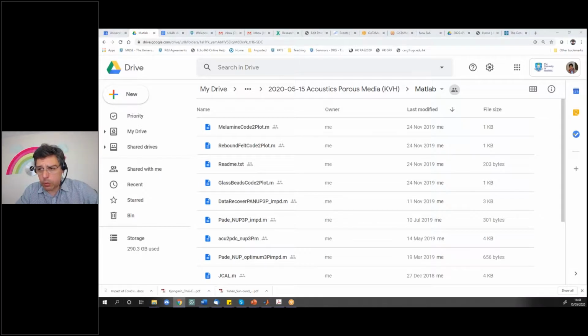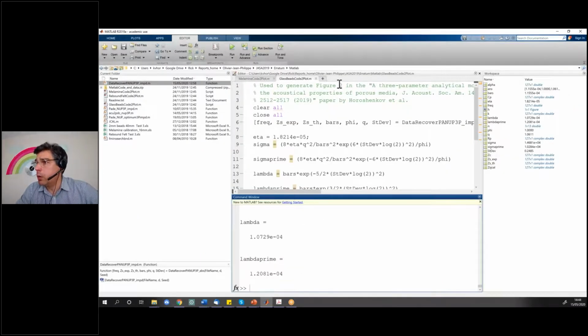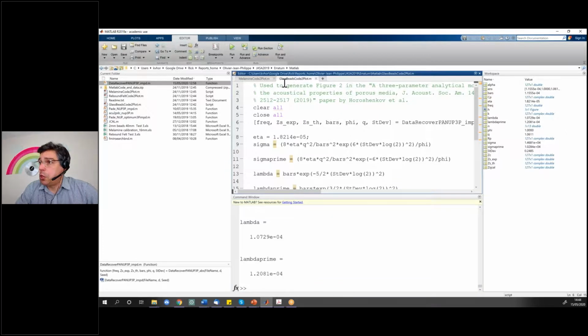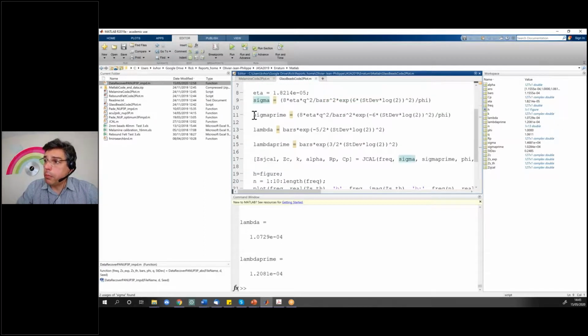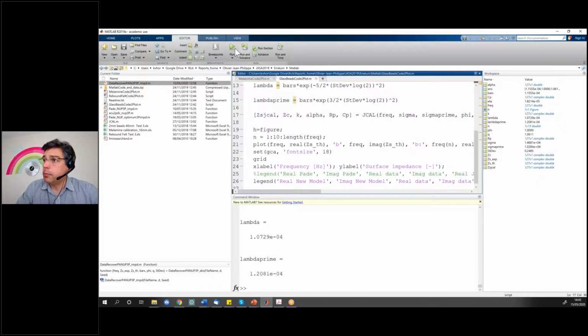And I'll show you briefly what the MATLAB code basically does. You choose the glass beads code to plot. It calculates the best parameters which fit the data and plots them as a function of frequency against the data, calculates more parameters for the Johnson-Champoux-Allard-Lafarge model, calls this model, and plots the whole lot. I'll show you an example of that.